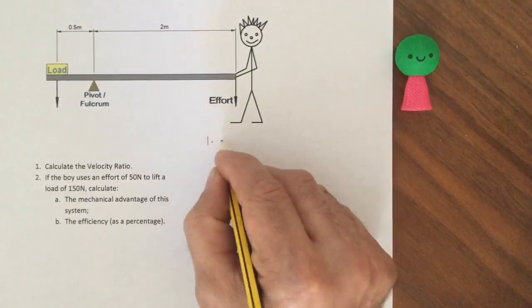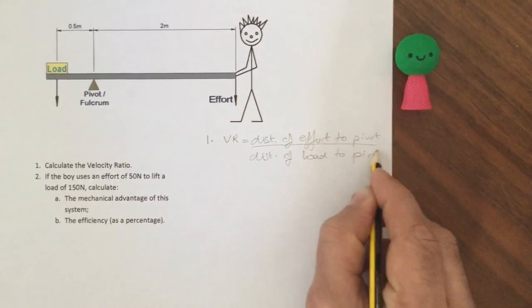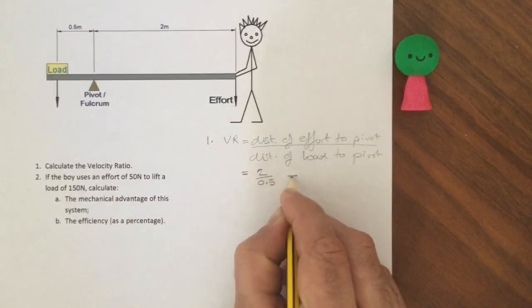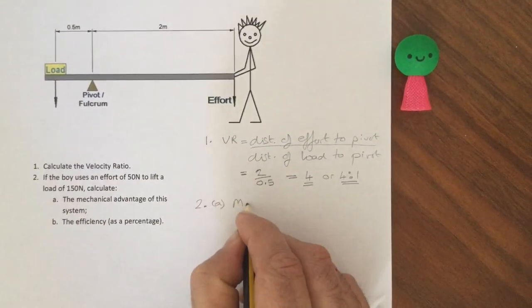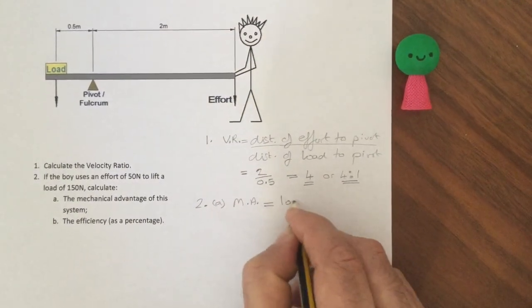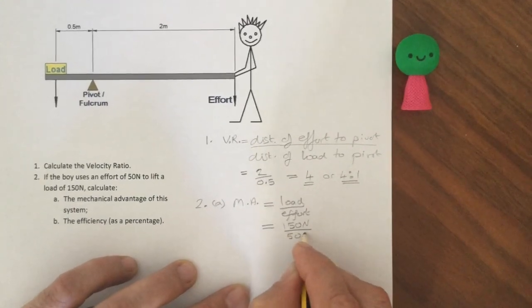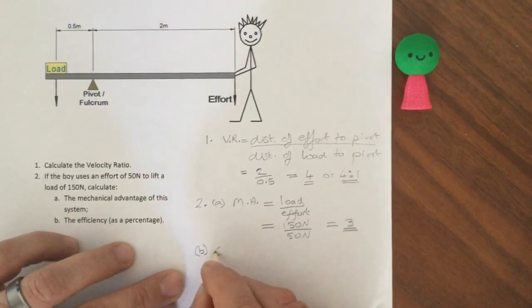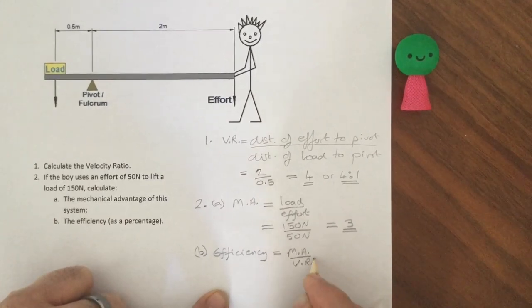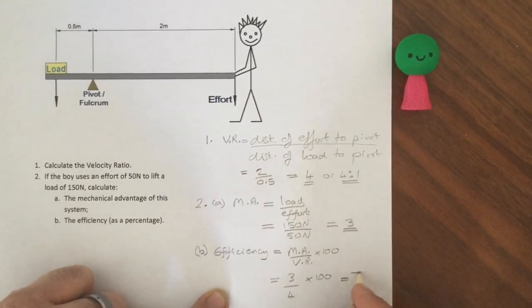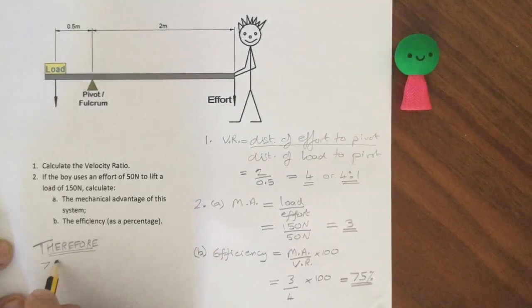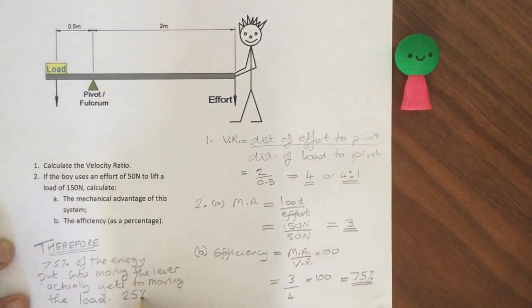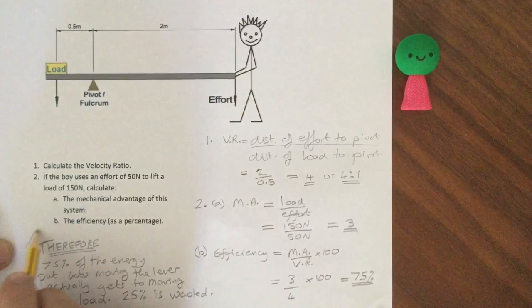The velocity ratio, we can abbreviate it to VR. The formula's there, it's the same as in the last example, comes out at 4 to 1. Right, mechanical advantage, or MA as we can abbreviate it to, equals load over effort, which is 150 newtons divided by 50, which comes out at 3. And efficiency equals mechanical advantage divided by velocity ratio times 100, and this comes out at 75%, showing us that 75% of the energy that we put in actually gets transferred usefully. So this is actually quite an inefficient system, because we're wasting 25% of the energy that we're putting in just as friction at the pivot.